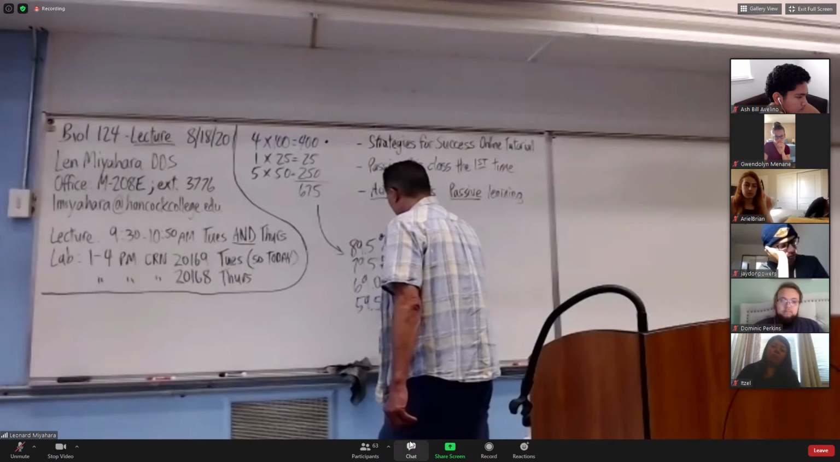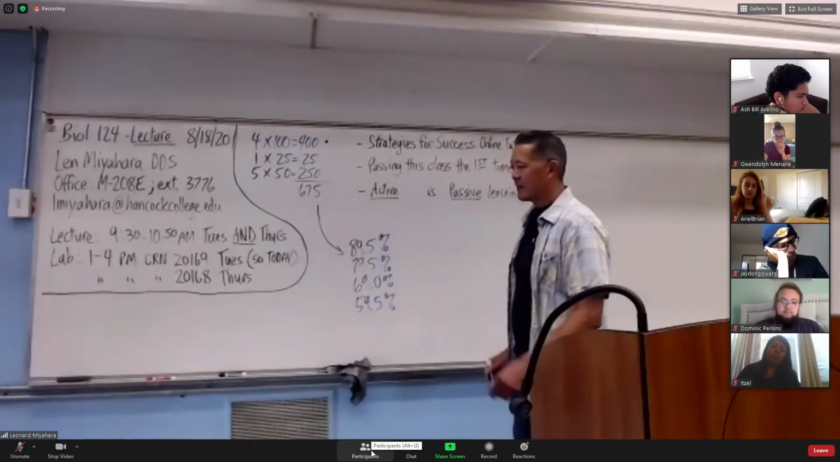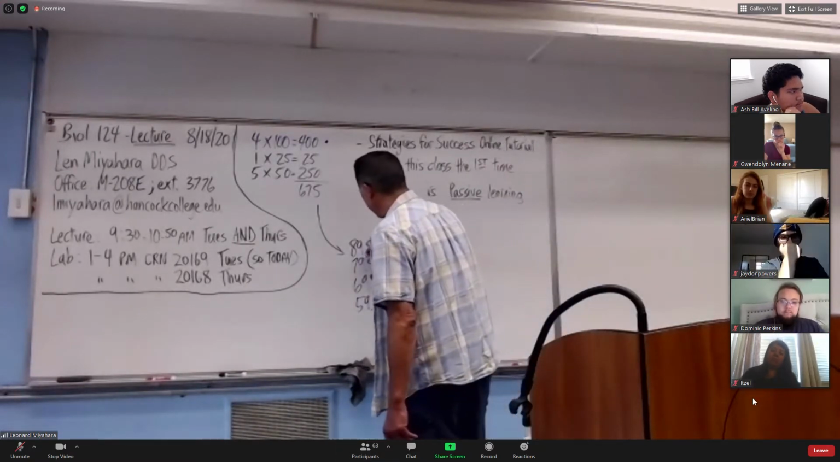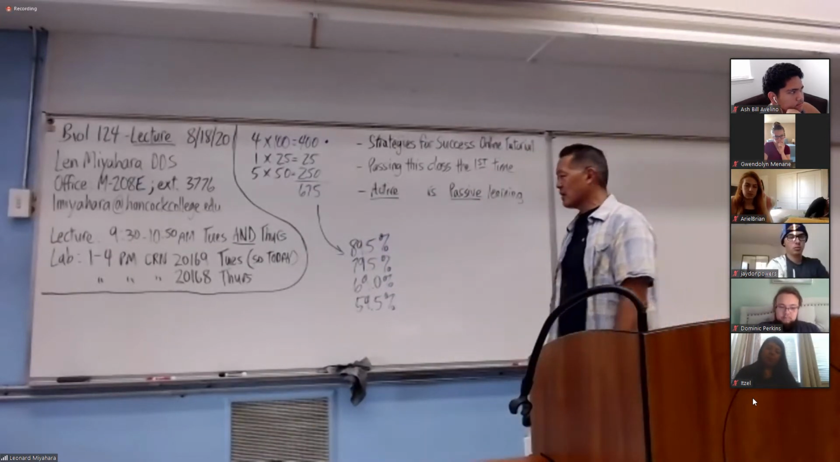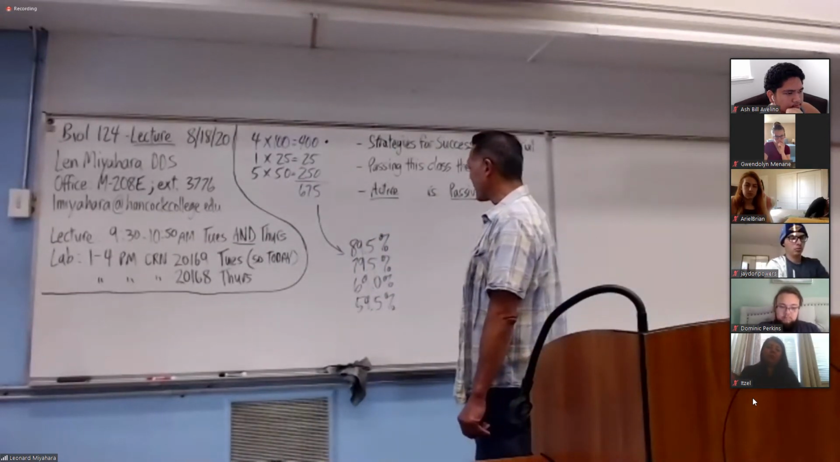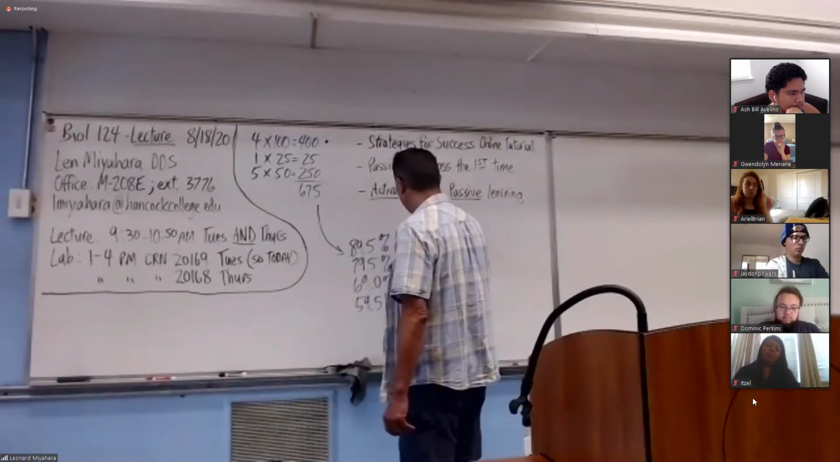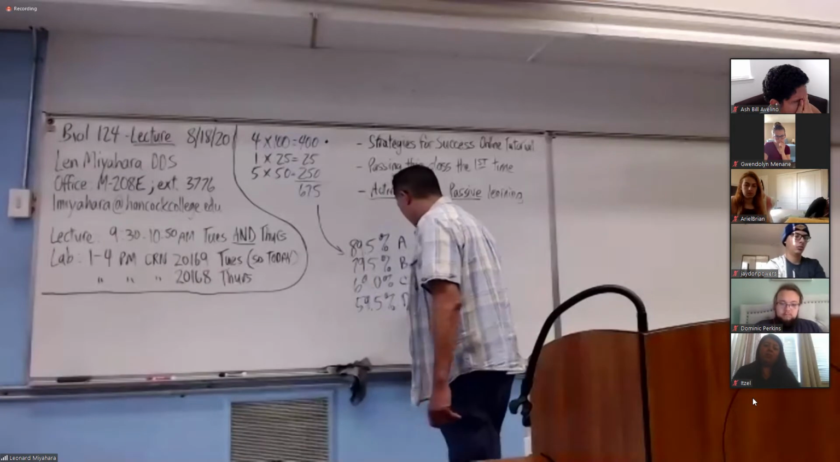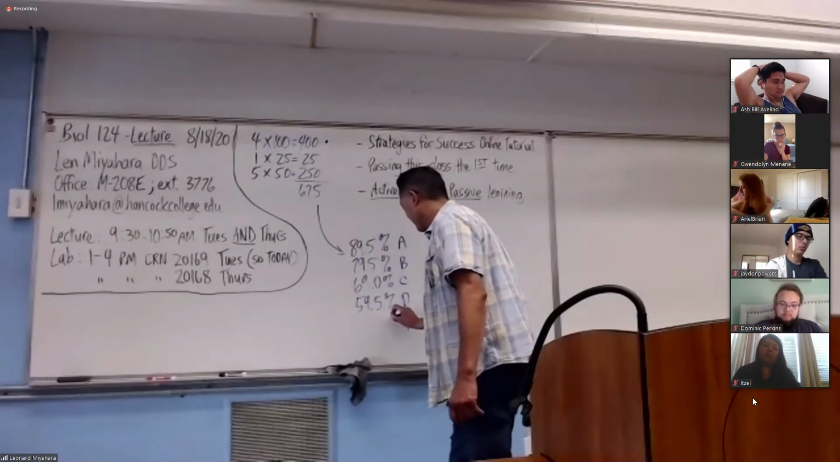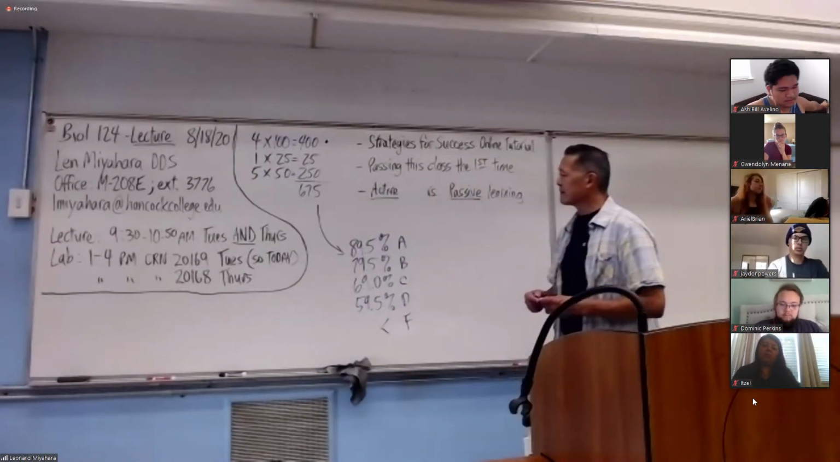So 89.5% is an A, 79.5% is a B, 69% even is your C cutoff line. If you're less than 59.5, then that's an F.